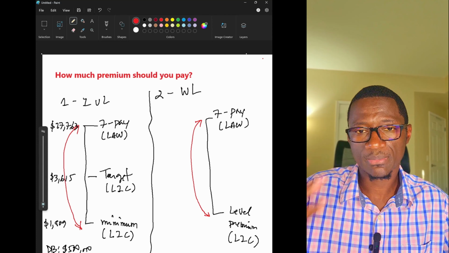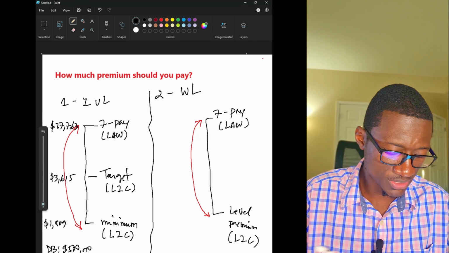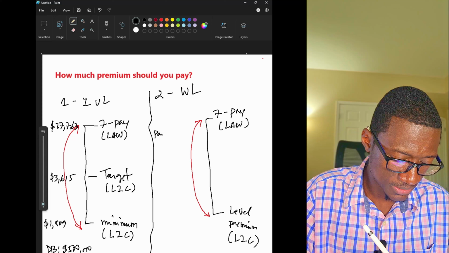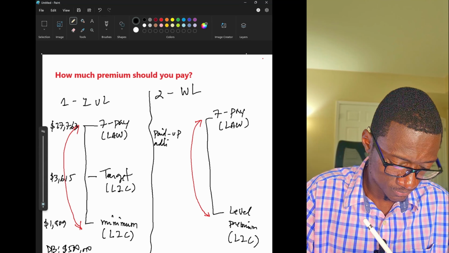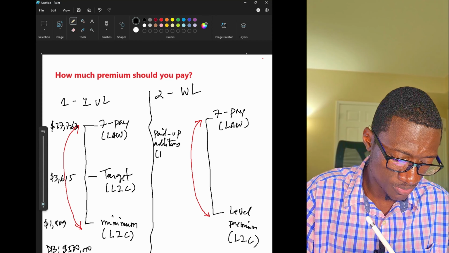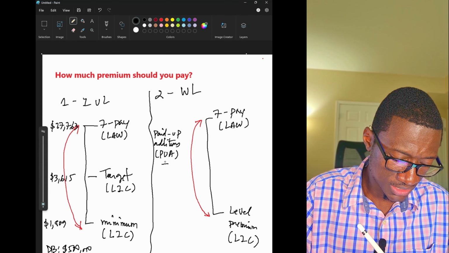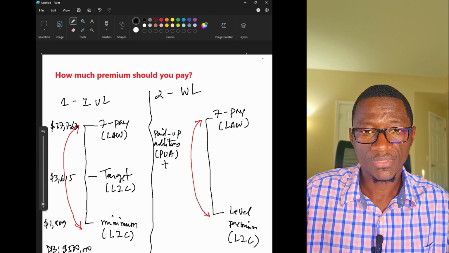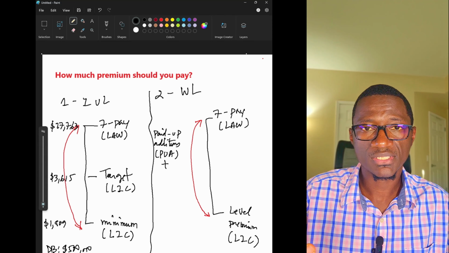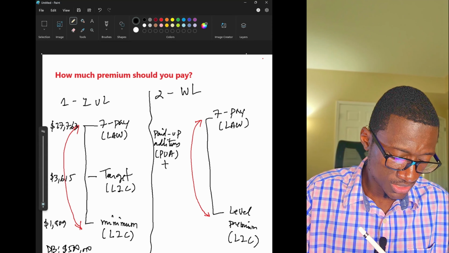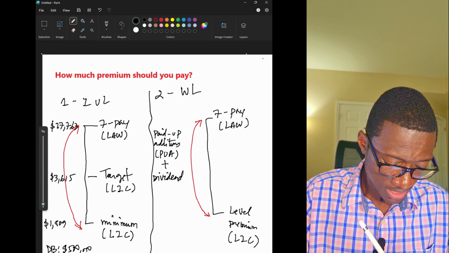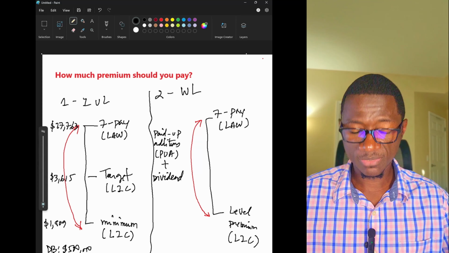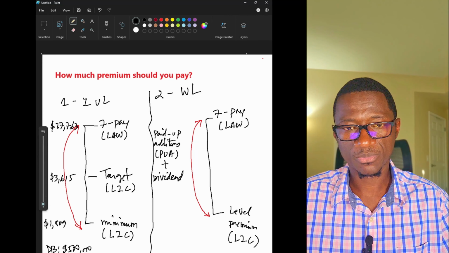And the way you increase how much premium you put in a whole life policy is by using paid up additions or PUA. And you can add to that the dividends. Usually mutual companies pay dividends at the end of the year, so you can also decide that you want to use your dividends as additional premium. So this basically summarizes how much you can put into a policy.